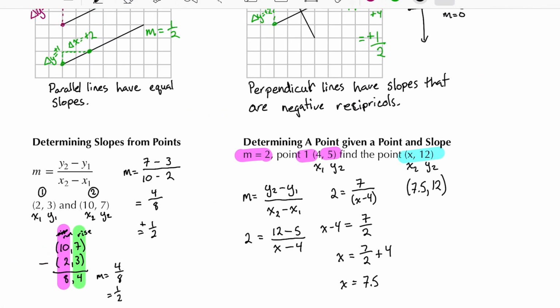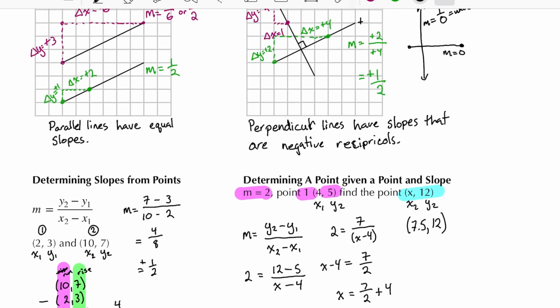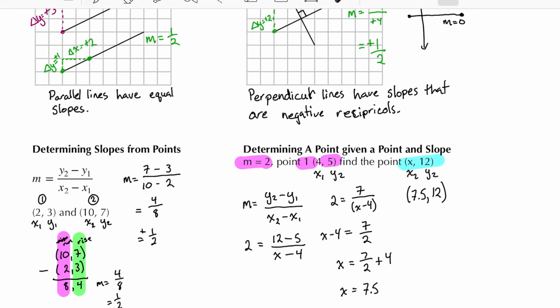All right, I hope this is helpful for you. I hope you understand what the slopes of parallel lines are, that they're equal, and that perpendicular lines have slopes that are negative reciprocals. I hope you can remember this formula and how to use it, and use it in this way here.